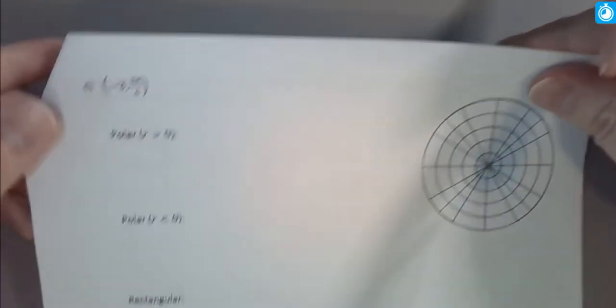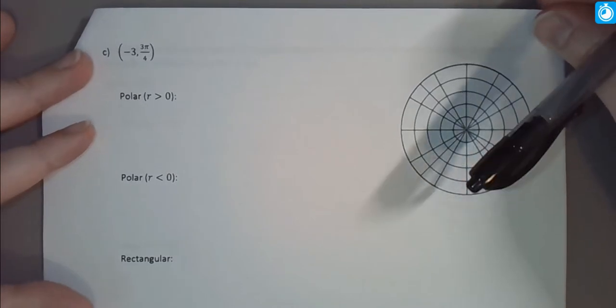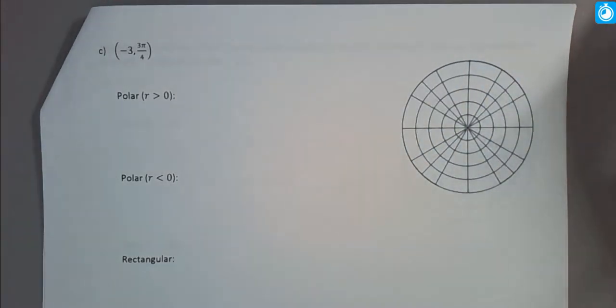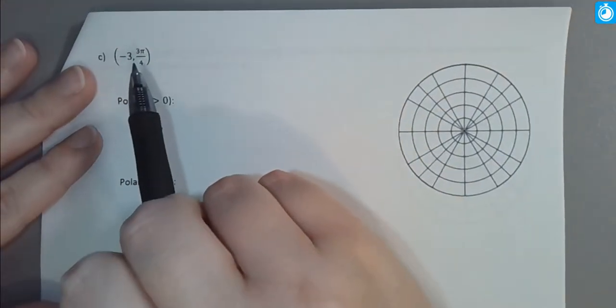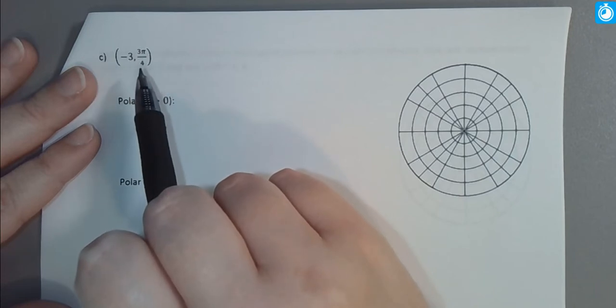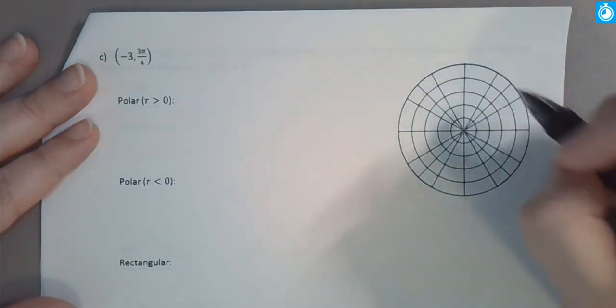Well, the answer is nothing really changes. We have essentially the same procedure. We just have to be a little bit more careful when we graph. So negative 3, pi over 4. Okay, so again, we're going to start with theta in order to graph. So where does 3 pi over 4 take us?